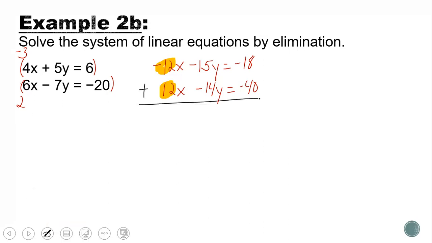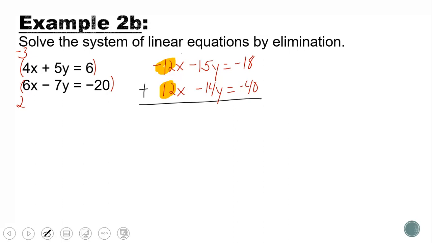Now, could you have gone a different route? Absolutely. Could you have multiplied the top equation by +7 and the bottom equation by +5 and then eliminated your y's? Certainly, that would have worked as well. There are different ways that you could have done this.